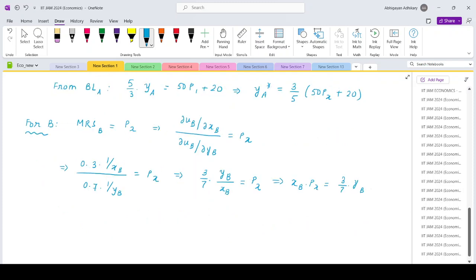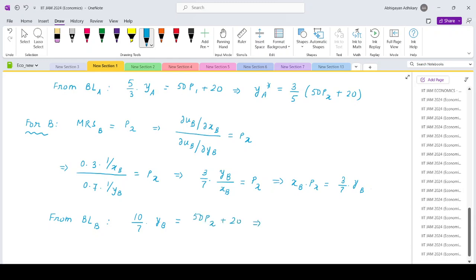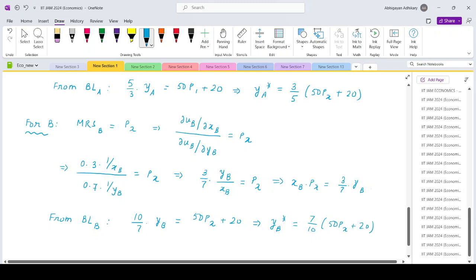So again, if you replace it in the budget line for consumer B, that will give you 10 by 7 yb is equal to 50 Px plus 20. So that means yb star is nothing but 7 by 10 into 50 Px plus 20.